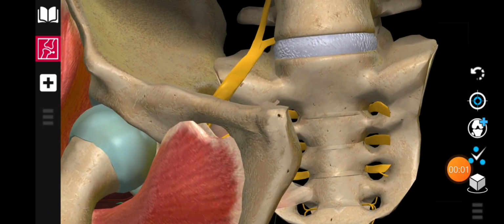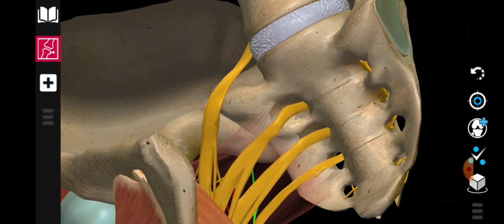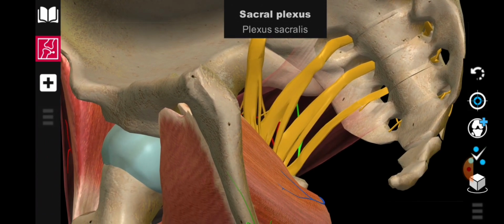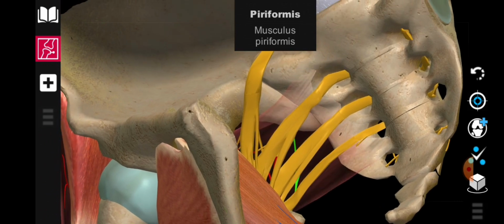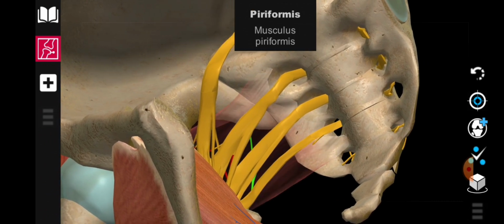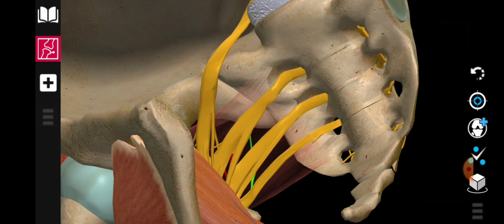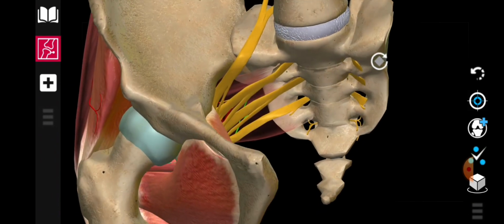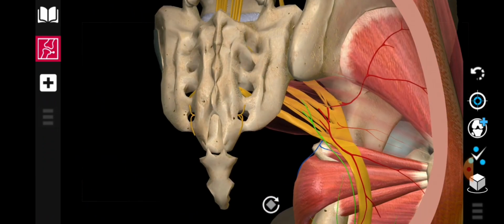Now here the left hip bone has been removed, and I have to turn it a little bit towards the interior aspect to show you the relation of the sacral plexus with a muscle that lies behind it. This is the piriformis, right? Shown in a light pink, transparent sheet-like colored muscle. Okay, now let me correct the position accordingly so that you can get a clear view. Now I have to turn it posteriorly.